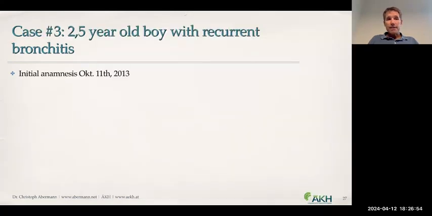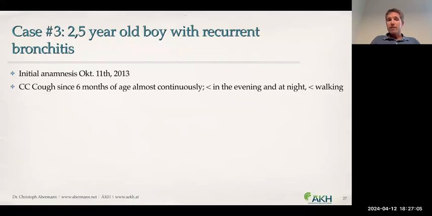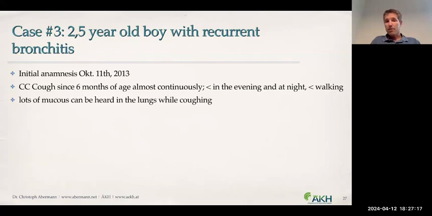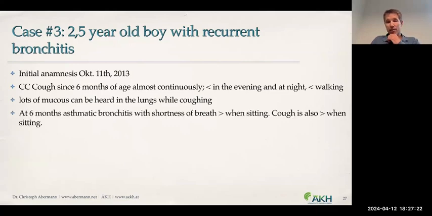And third case is a 2.5-year-old boy with recurrent bronchitis. And now we go away from conium, and I want to show you a bacillinum case. He had cough since he was 6 months old, and almost continuously coughing all the time. So for 2 years, he has been coughing all the time. Worse in the evening and at night, worse walking. He has lots of mucus. It can be heard with the normal ear and in the lungs also while coughing.